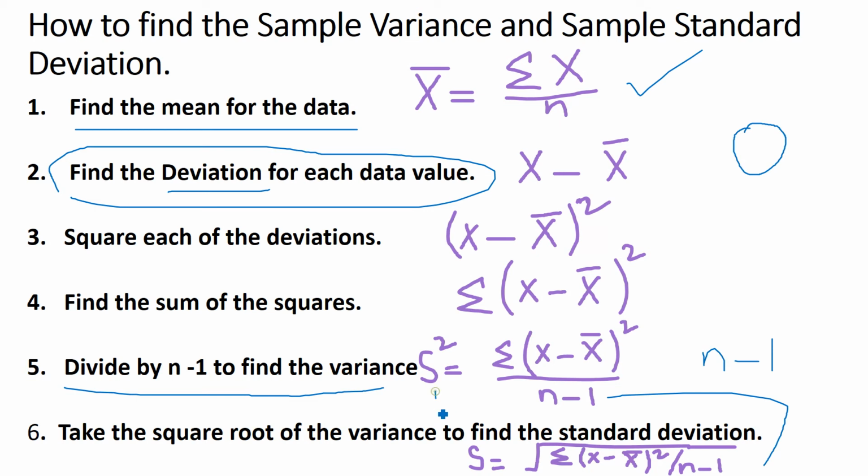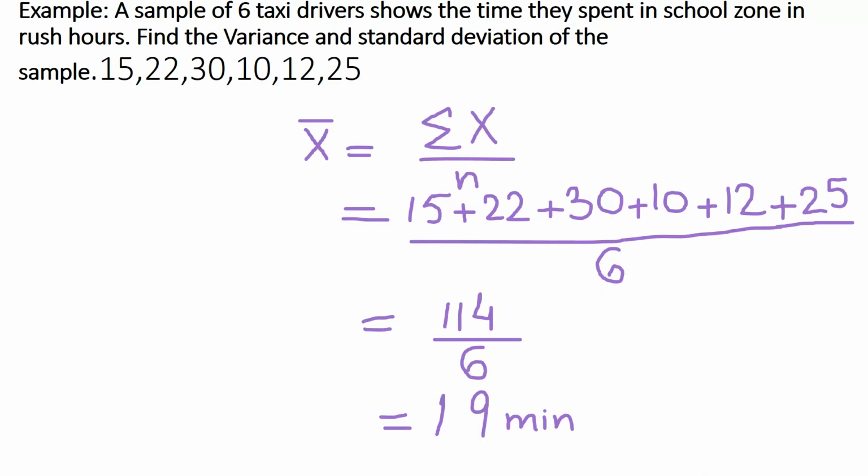Why do we take the square root? Because in this step we squared the deviations from step number 2. Our original data was not squared, so we take the square root in order to get our answer in the same unit as the raw data.